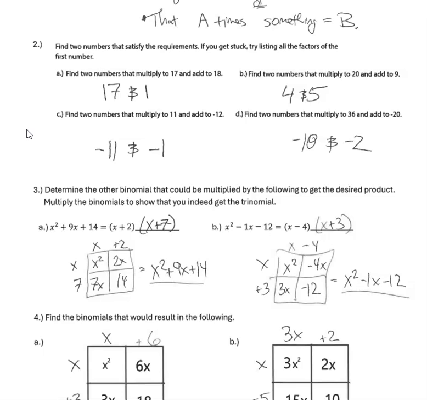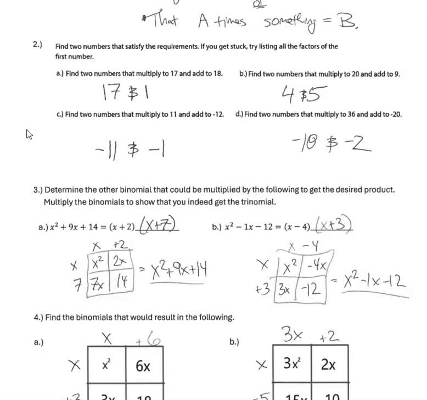Next, multiply to get 20, add to get 9. Well, this is a little bit more confusing because it could be 4 and 5, it could be 10 and 2. There's different variations, but they also need to be able to add to get you 9, and the only numbers that add to get 9 and multiply to get 20 is 4 and 5.